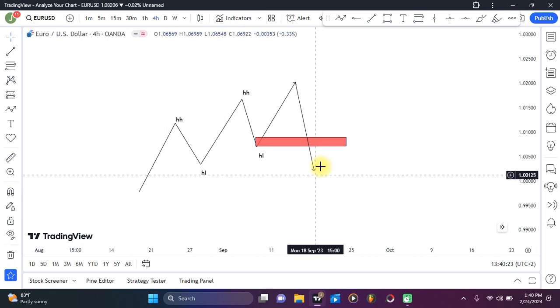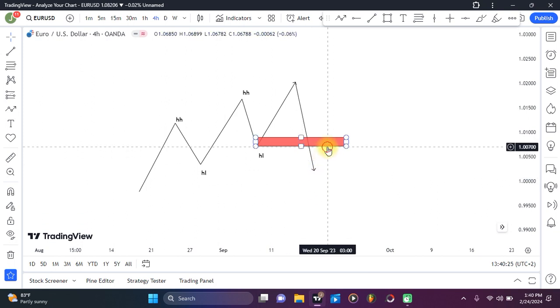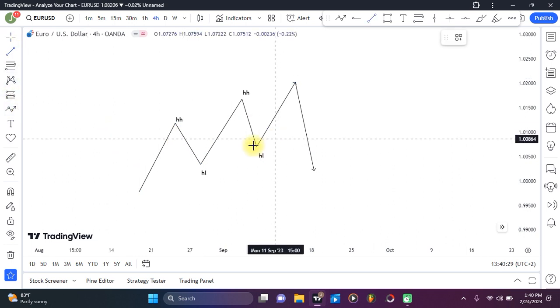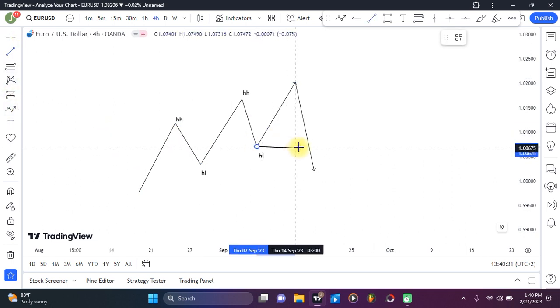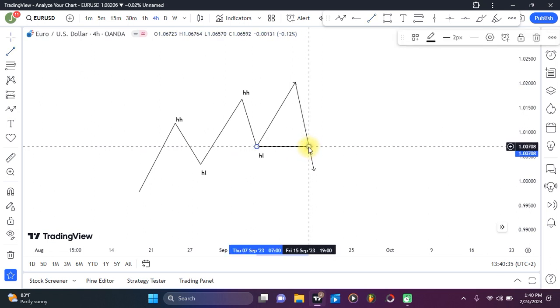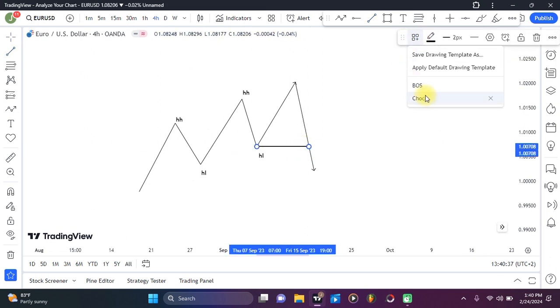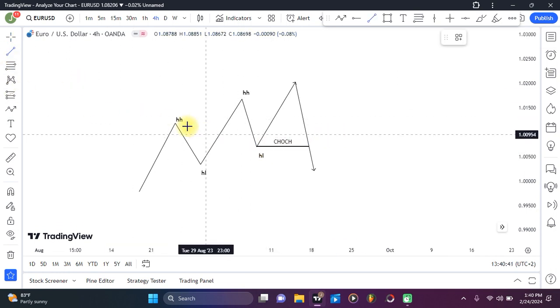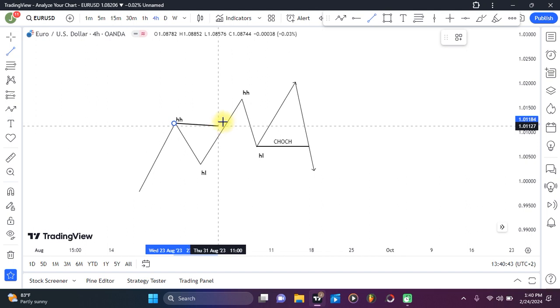And when we see something like this, we all know that we are having a change of character. So you can go ahead and label that as our change of character. And then when this change of character happens in the market, this is where we start looking for our QML. So I'm going to show you where we look for our QML.